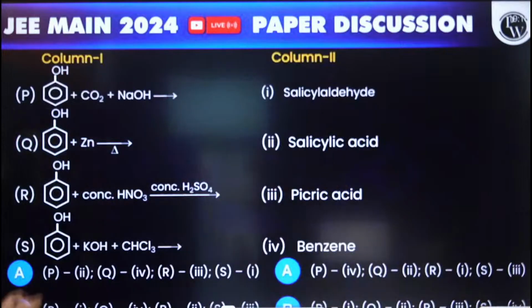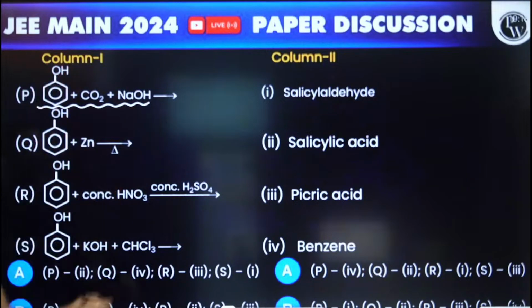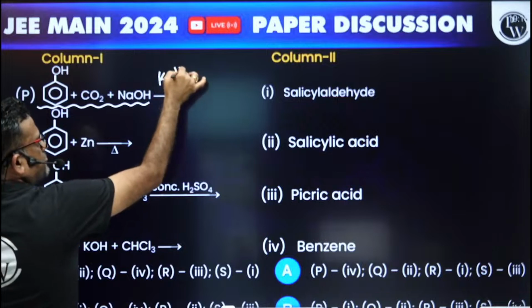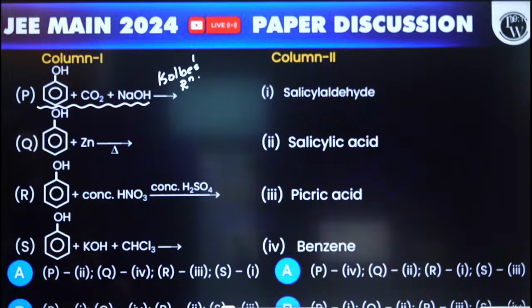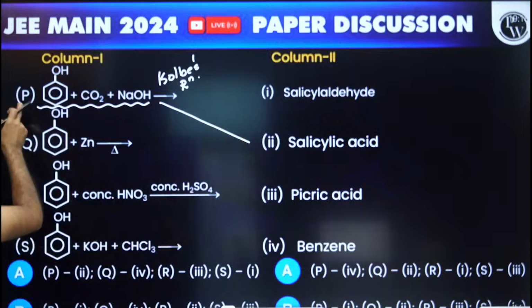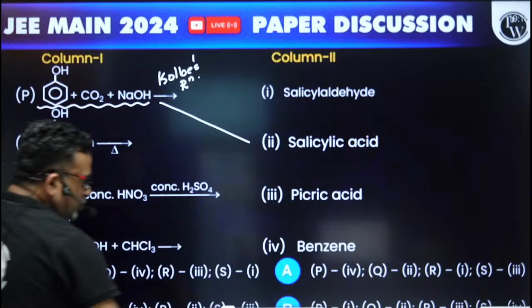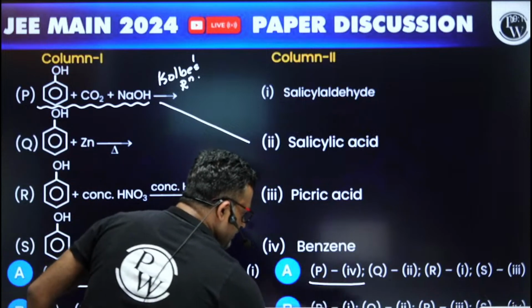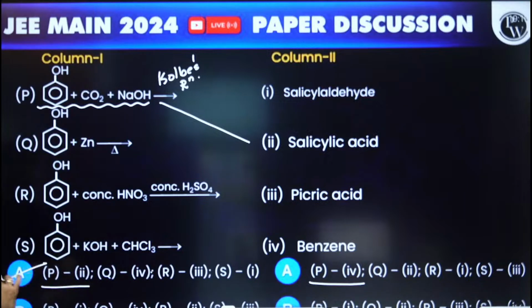Match the following. Phenol with carbon dioxide in NaOH. Which reaction is this? Kolbe's reaction. If you have studied it well, Kolbe's reaction would give you what? Salicylic acid. P is going with 2. P is with 2 in how many options? P with 2, P with 4, P with 1, P with 1. So P with 2 in only one option. So close it with option A.